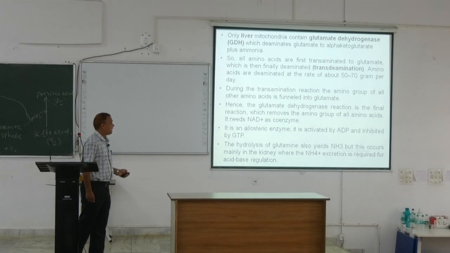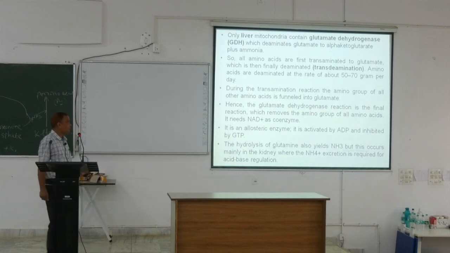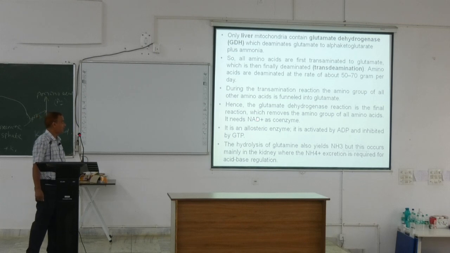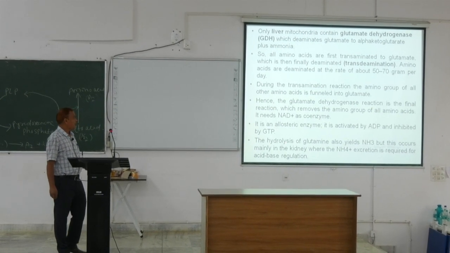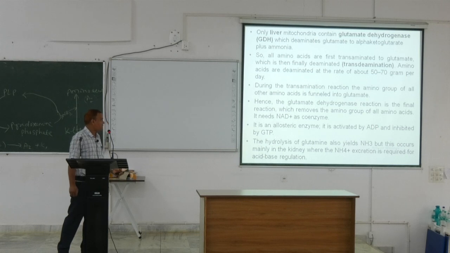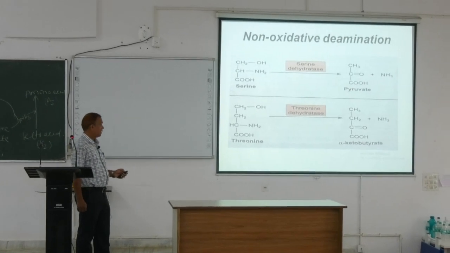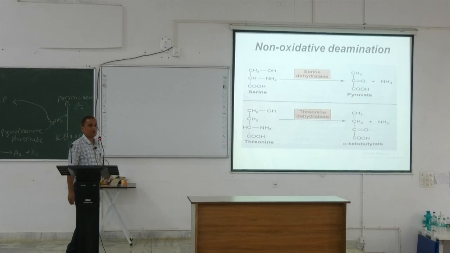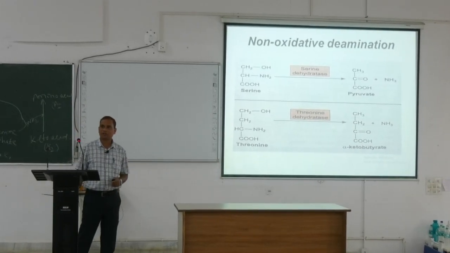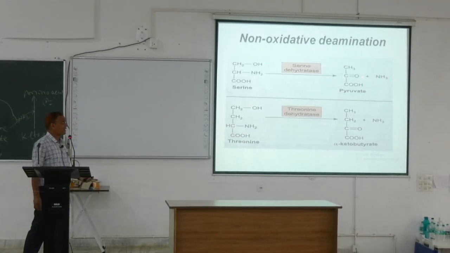Glutamate dehydrogenase, that is GDH. The GDH reaction is the final reaction which removes the amino group of all amino acids. It needs NADH coenzyme. It is activated by ATP and inhibited by GTP. This reaction is non-oxidative. Oxidation process is not required. By this non-oxidative pathway, by catalysis, ammonia can be liberated directly.